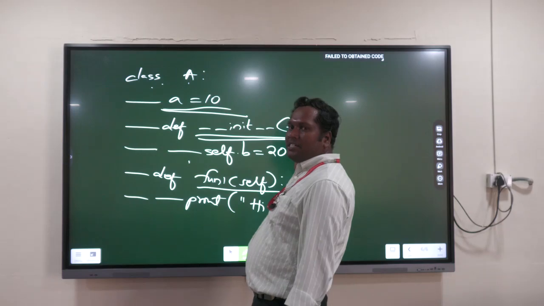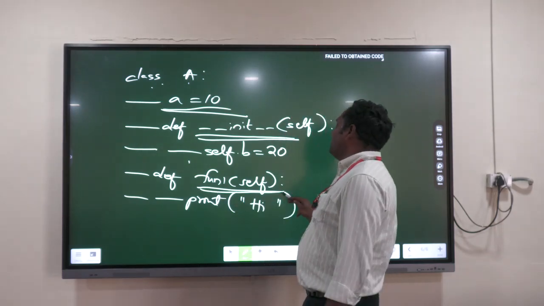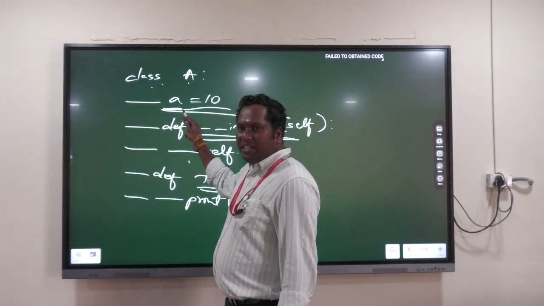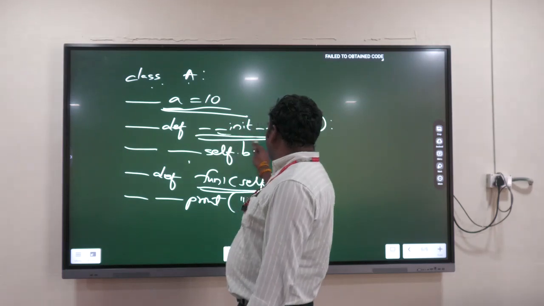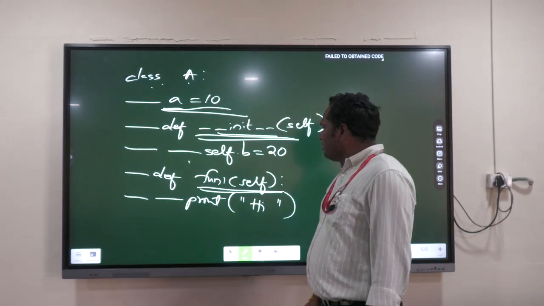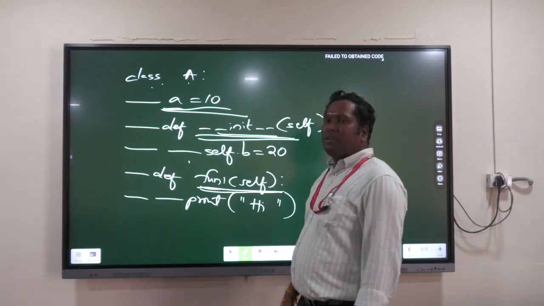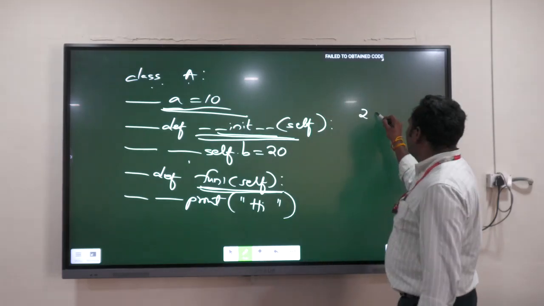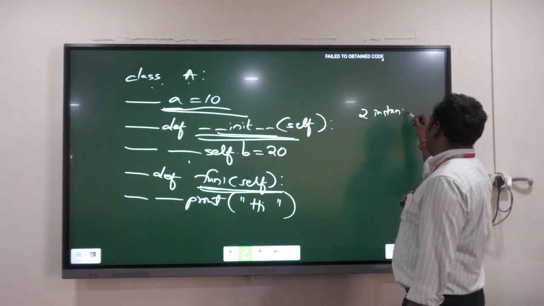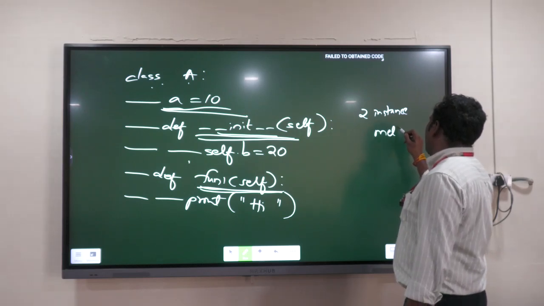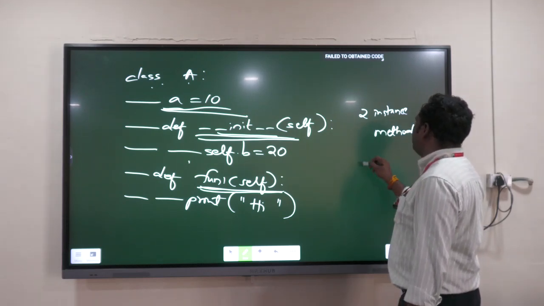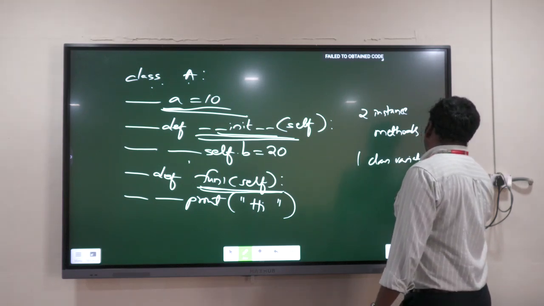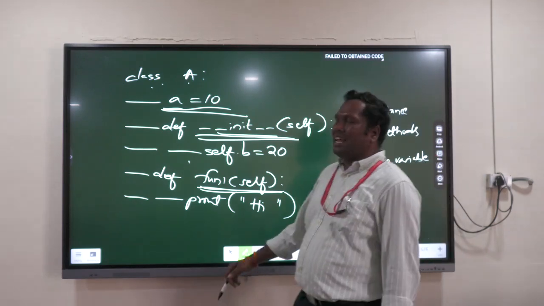The init I can consider as the second member. Fun 1 is going to be considered as the third member. So here A is representing the class variable. Here init is representing a constructor of the class. Fun 1 is representing an instance method. So totally 2 instance methods and 1 class variable were defined inside of the class.